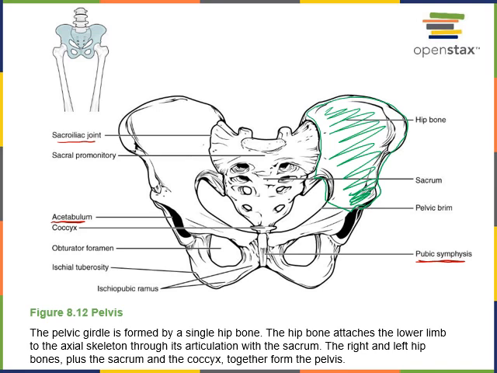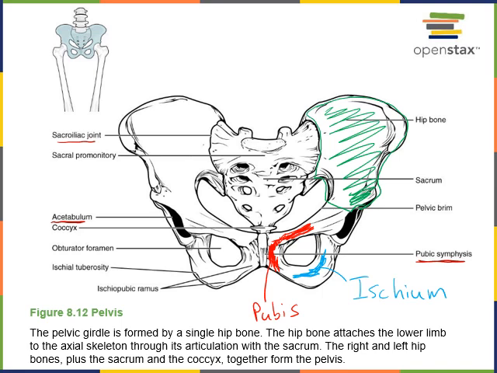And then down here in red, I'll show the pubis. And then the ischium, I'll show in blue. The ischium is posterior and inferior. The pubis is anterior and inferior.